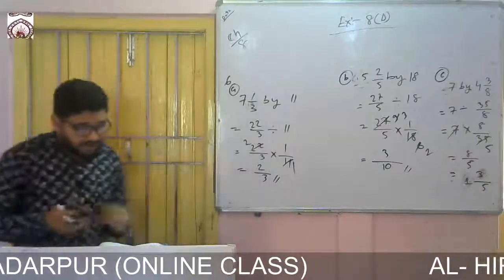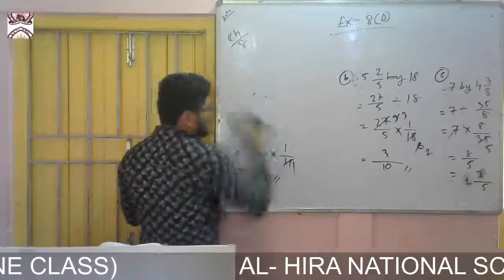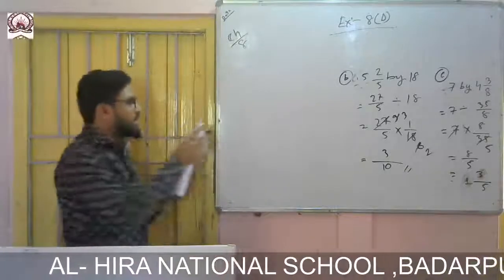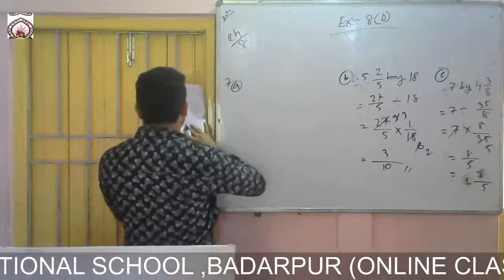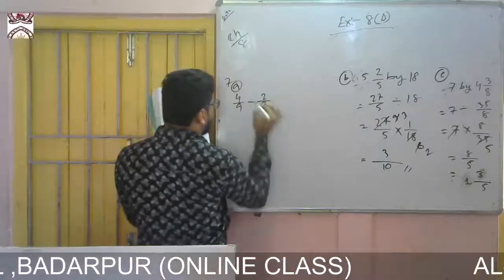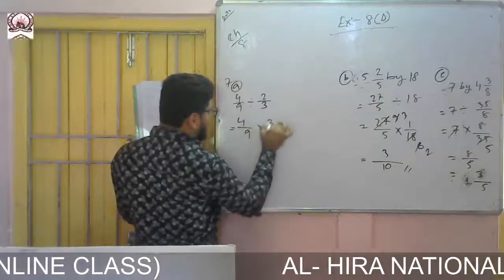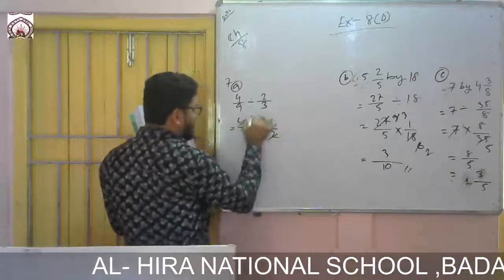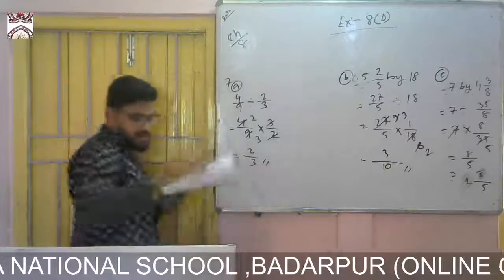So in question number 7 you will find both are fractions. So question number 7a, what is there? 4 by 9 divided by 2 by 3. Okay, so 4 by 9 into 3 by 2. Just I will replace this one. So 2 1s are 2, 2 2s are 4, 3 1s are 3, 3 3s are 9. It is 2 by 3. Remain 2 by 3.